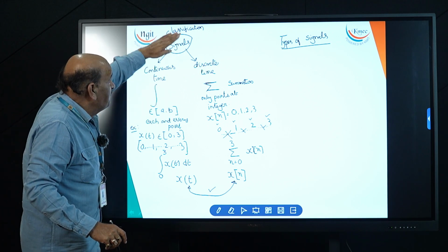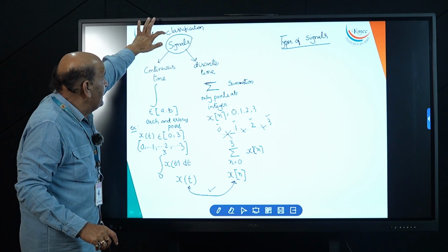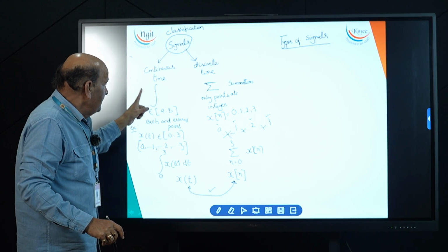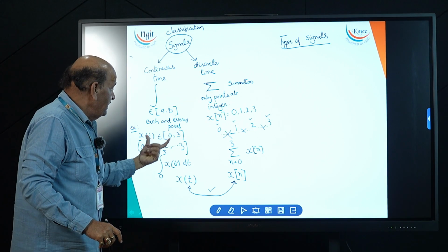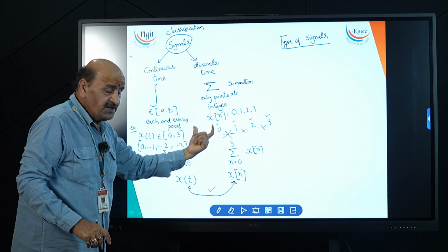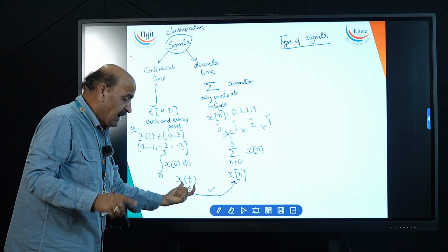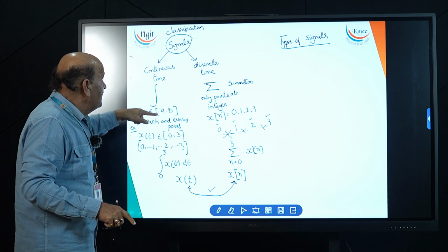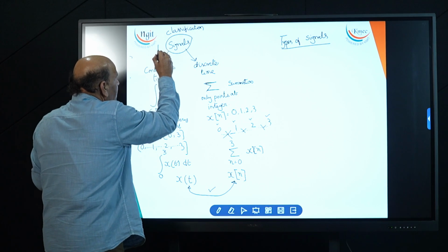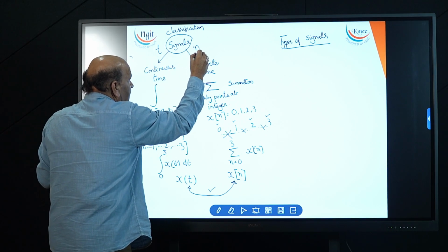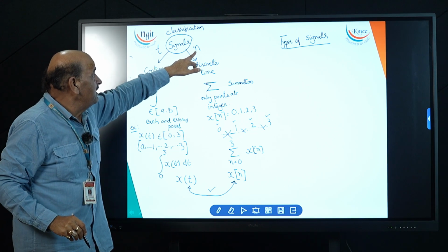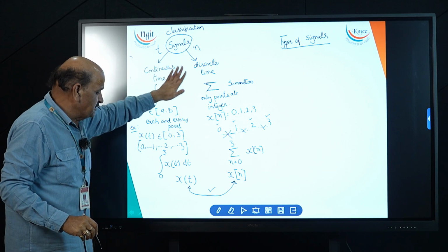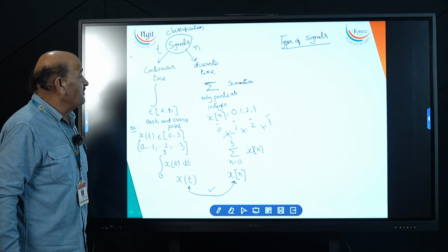One more point before entering into types of signals: classification means we are dealing with only continuous time signals and discrete time signals. Here it is integration, there it is summation; here all points, there only integers; here x with parentheses of t, there x with square brackets of n. Here we use the variable t, there we use the variable n. The small n describes discrete, and the small t describes continuous. These are the differences between the two.